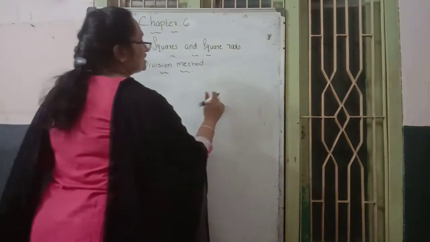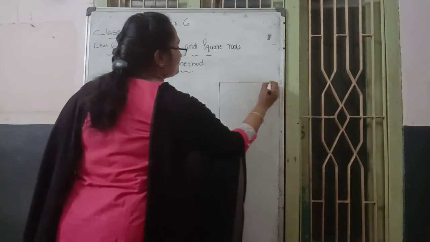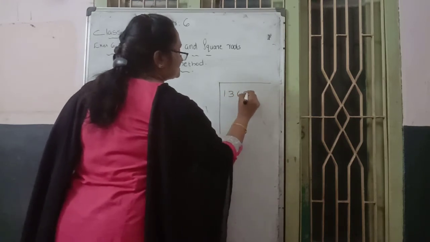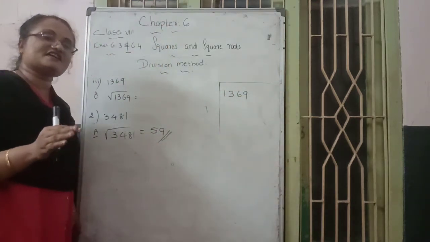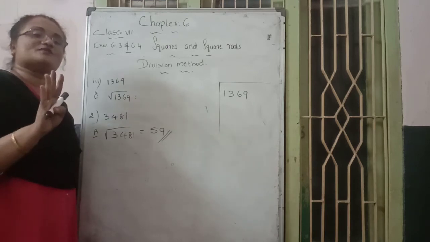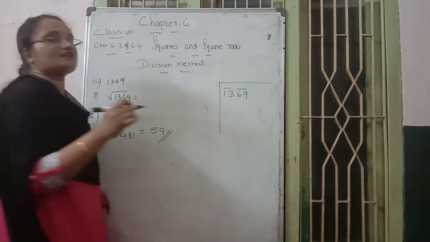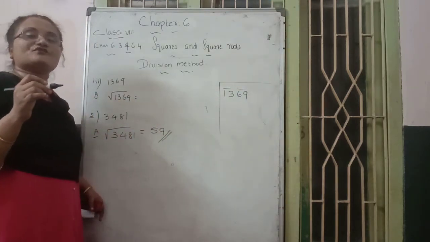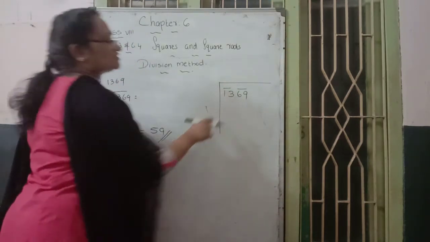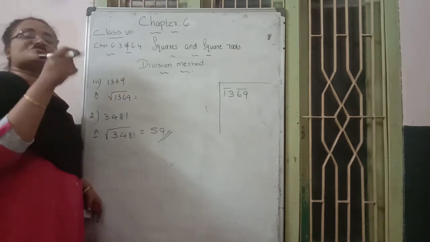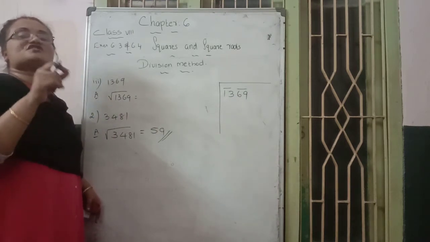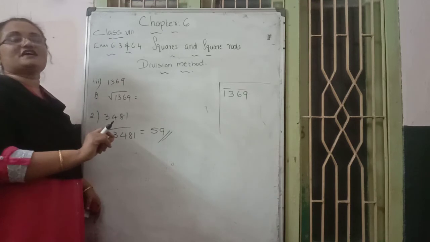How to find it? Draw the division box. Keep 1369 inside the box. How many digits are there? 4 digits. 4 digits means an even number. In the even case, take two numbers and put a bar on top of them. Then consider the first two numbers as the first bar. Check whether 13 is a perfect square or not. 13 is not a perfect square.